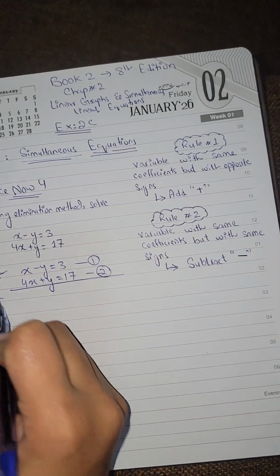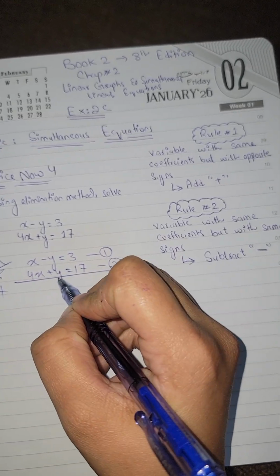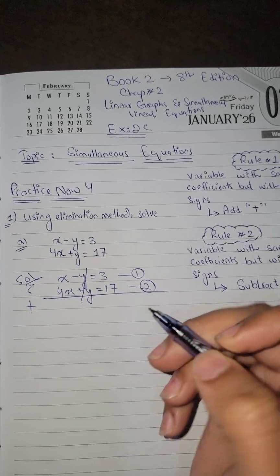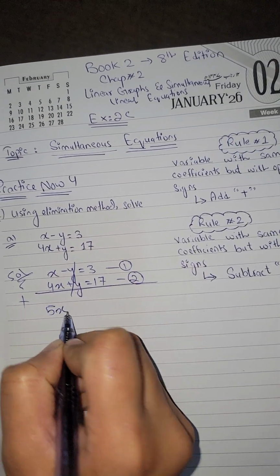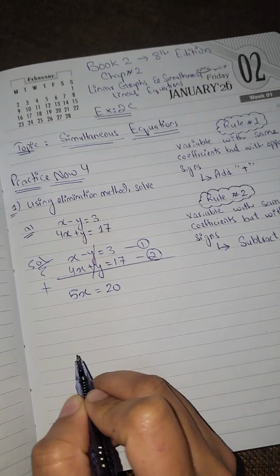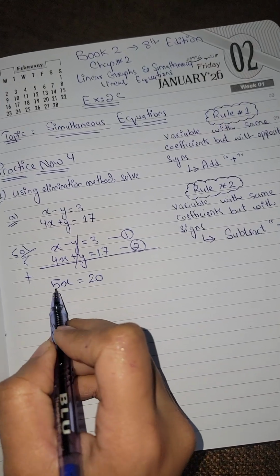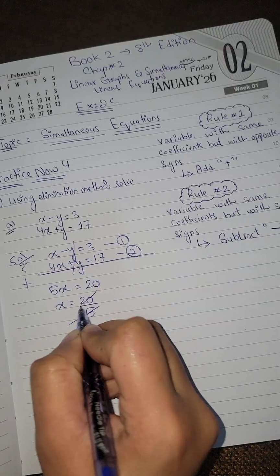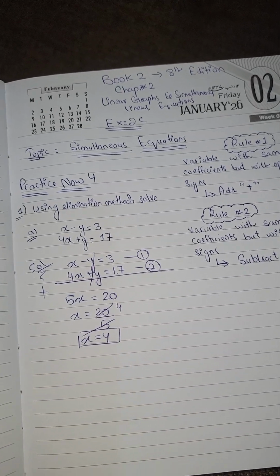Simply adding these two equations, I'm going to add it vertically now. The opposite signs will cancel out, plus y and minus y will cancel out, and here 4x plus x becomes 5x and 17 plus 3 becomes 20. Now we need to find the value of x. This 5 is multiplying by x. When I move it to the other side, it will divide 20, and it will become 5 4s are 20, so x is equal to 4. This is the value of x.